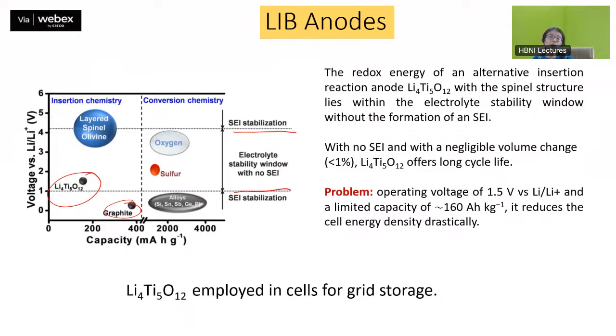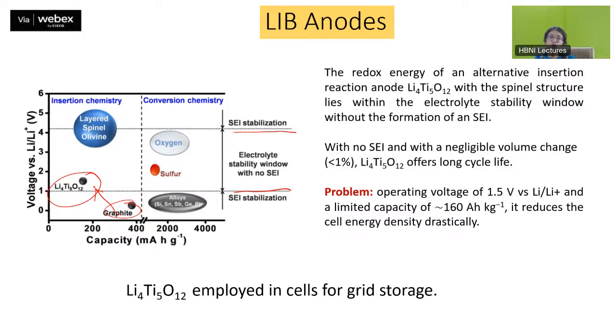So definitely then, why in the commercial LIB are you not using lithium titanate? The problem is that the operating voltage of lithium titanate is low, as you can see over here, because for lithium titanate the voltage versus Li plus is much higher compared to that of graphite. So there is a loss. This operating voltage is only 1.5 volt versus Li/Li+, whereas what we need ideally for any anode material is that it should be as low as possible. So here graphite, which has a voltage of 0.1 volt, definitely scores over lithium titanate.